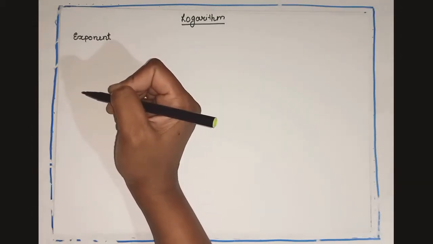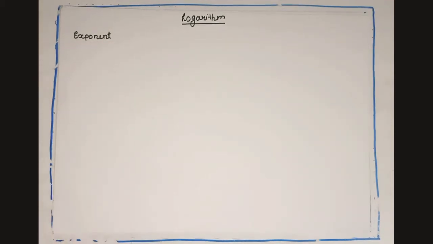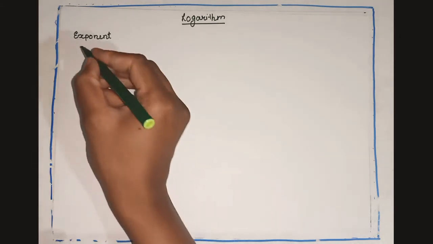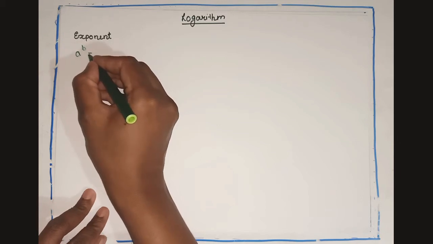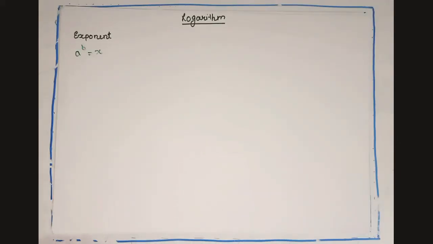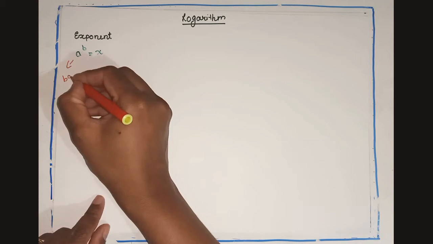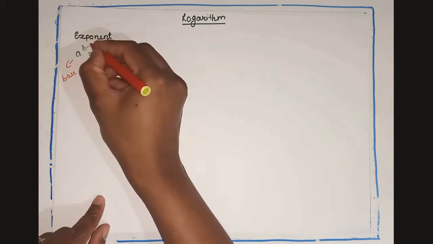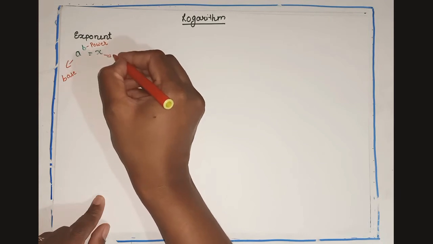Here in this lesson, very first you see your exponent. For example, if your term is a to the power b equals x, a to the power b equals x. So here in this term, a is called the base, b is called the power, and x is called your answer.